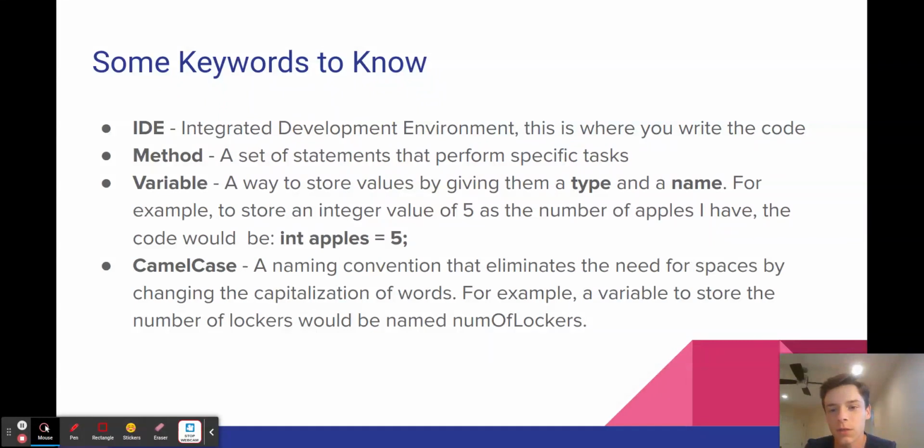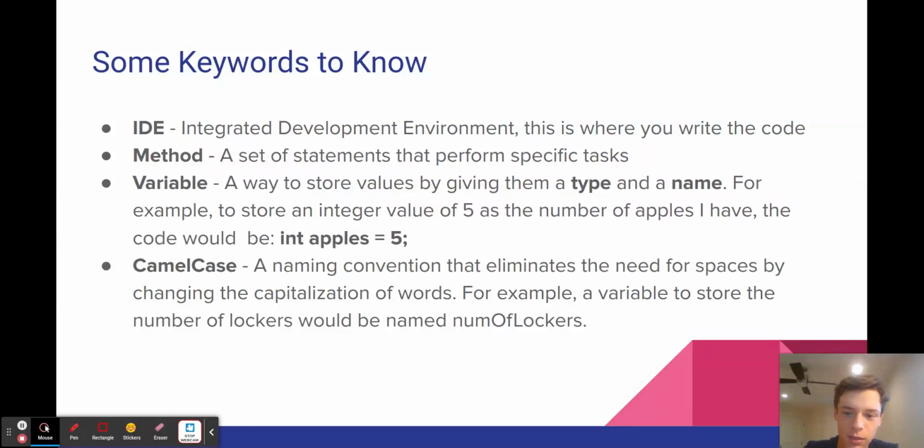Next, variable. This is basically a container for data. You give variables a type and a name. In Java, the syntax is you put the data type and the name, and then an equal sign will set the value. For example, storing an integer value of 5 as the number of apples here would be int apples equals 5, and in Java, all lines need to have a semicolon.